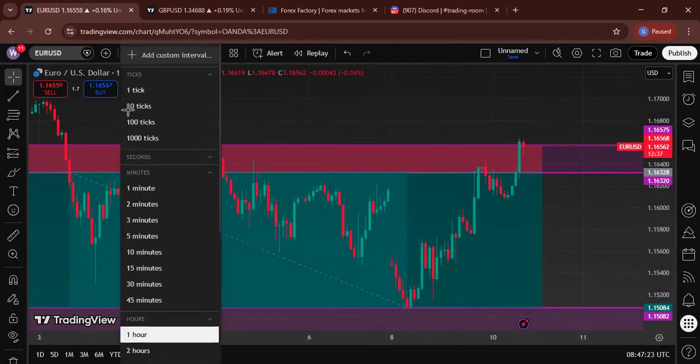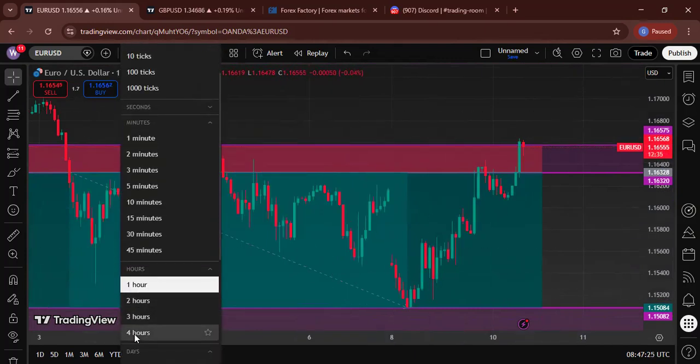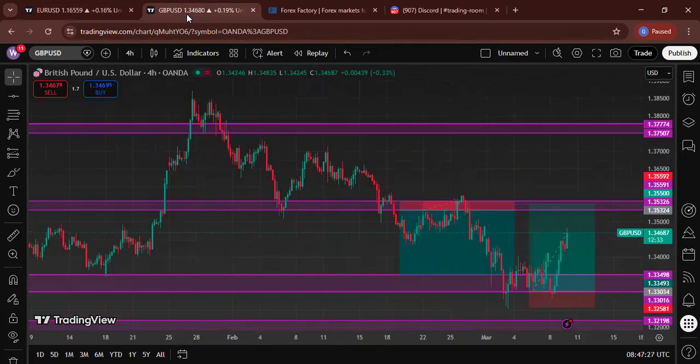So we have that on Euro USD. Then let's have a look at GBP USD. For GBP USD, we actually scouted this opportunity when price was inside this area. So the working range now is from this supply all the way down to this demand.